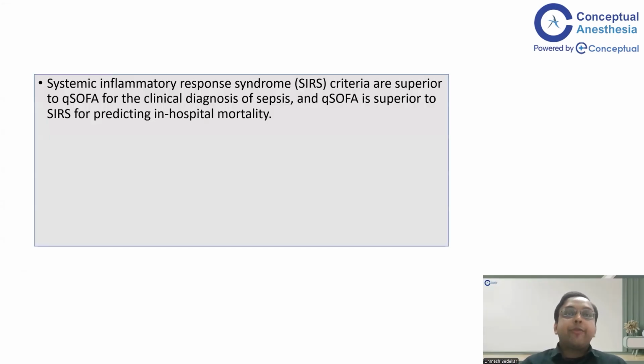Systemic inflammatory response syndrome criteria are another subset of criteria which are basically superior to this quick SOFA scoring for the clinical diagnosis of sepsis. And quick SOFA is superior to SIRS for predicting in-hospital mortality. So it basically has good results when you are trying to predict in-hospital mortality.